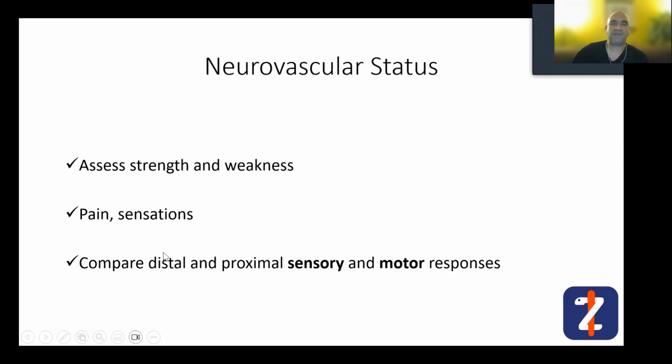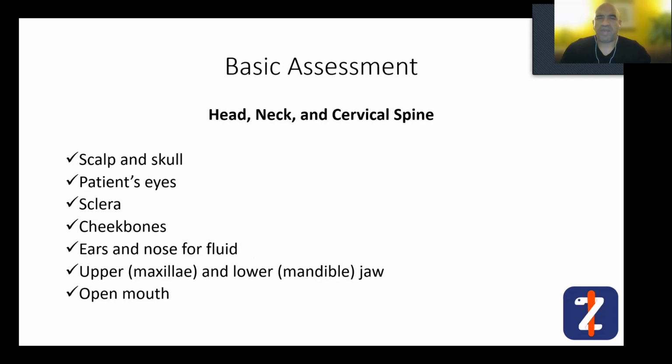Then the neurological assessment covers weakness of the extremities, the arms. We have the patient squeeze, or if they can't move their arm, that could be a possible stroke. Pain and sensation are another thing. And comparing the distal pulse to the proximal pulse and sensory response is very important. So this is just the basic stuff here.